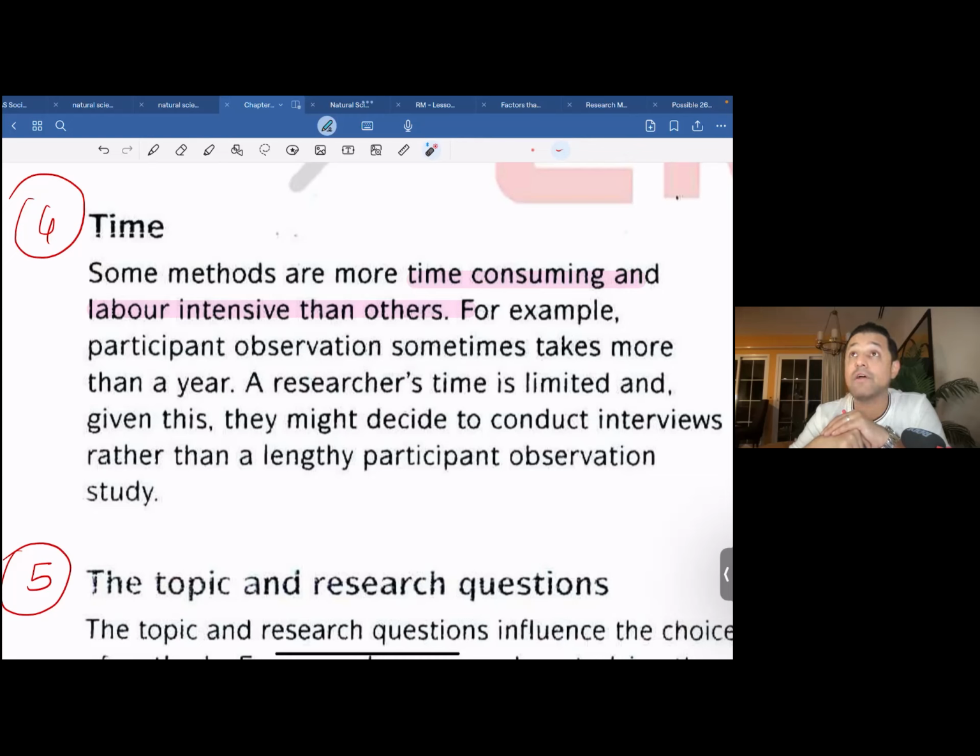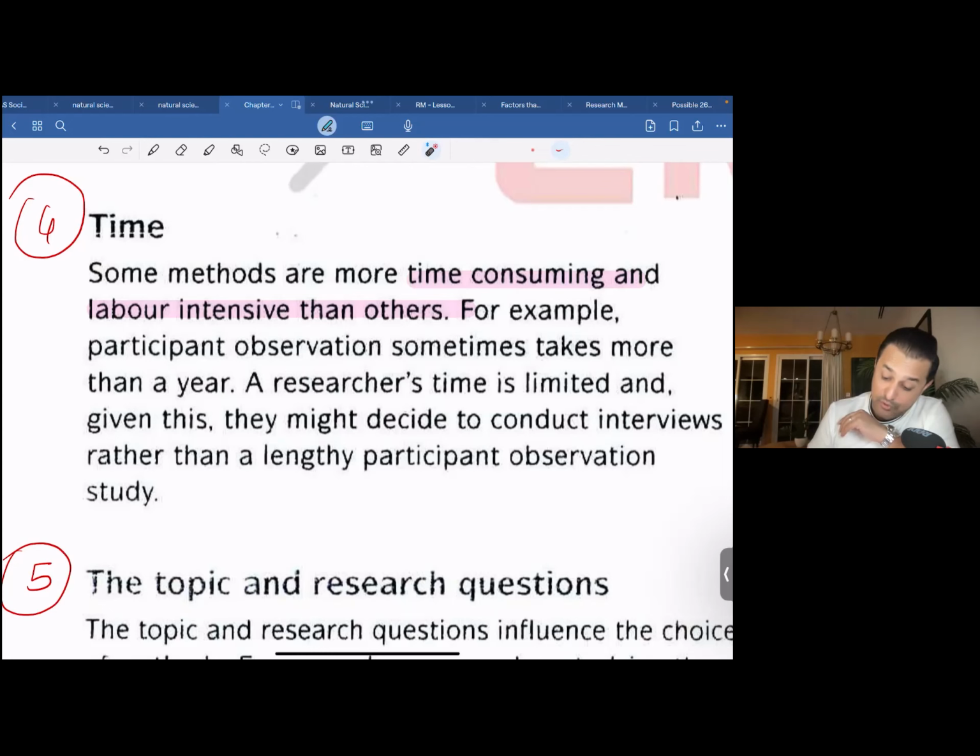If you have a lot of time, and enough funds, and you have the interest, and you have access to that particular group, right? Now what I've done is I just mentioned all of these four factors together. So if you have all of them together, then you might as well conduct a research through the method of your choice, right?